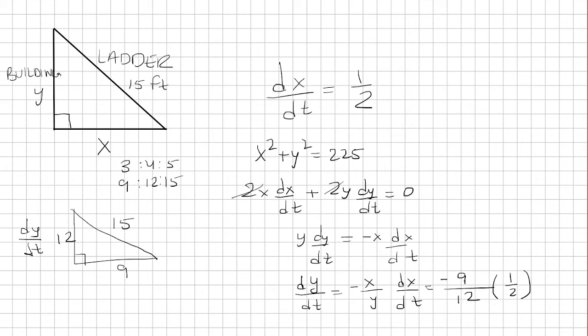Now, 9 over 12, that's the same thing as negative 3 over 4. So we're multiplying that by 1/2 to get negative 3 over 8. So dy over dt is going to be negative 3 over 8. And we should include units here. The ladder is 15 feet, and we're talking about per second. So this is feet per second.